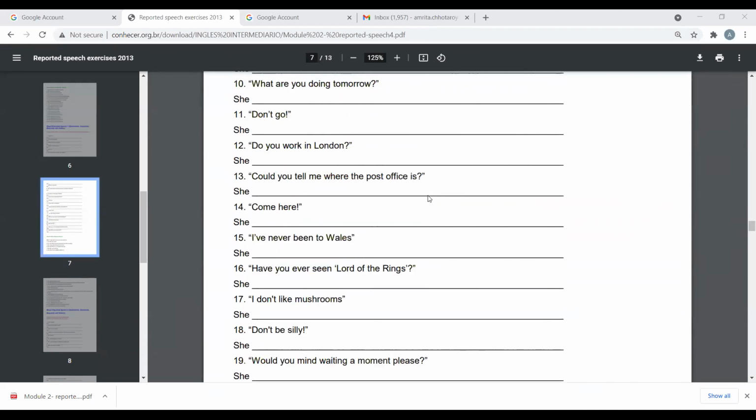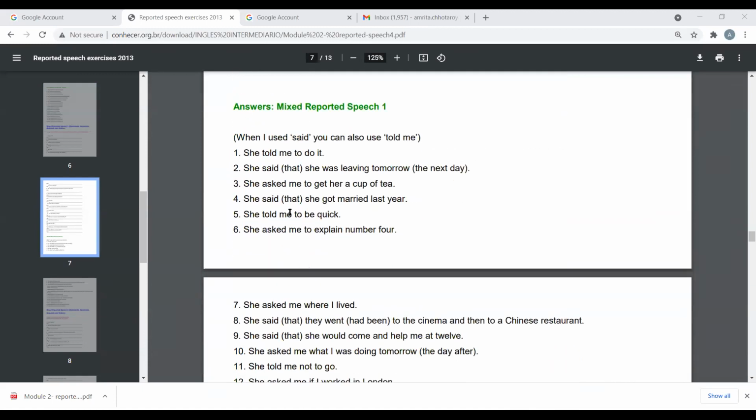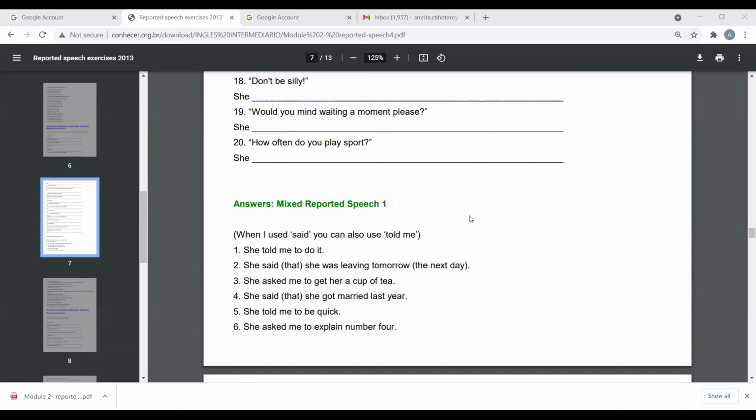Number four, let's see the answer. She said that she got married last year. You can also say the year before. Last year can also become the year before. Instead of last year, you can write, she said that she got married the year before.